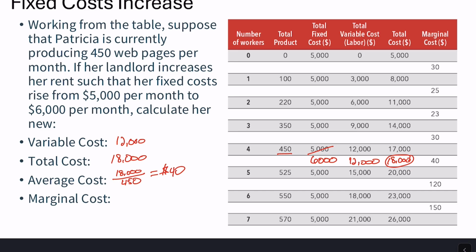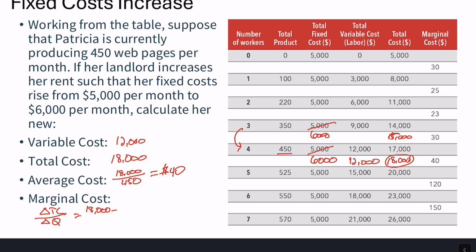Okay, marginal cost. Marginal cost, we calculate on that change in total cost over change in quantity, moving from line 3 to line 4. So our total costs are now 18,000 for line 4. What are they for line 3? Well, this also would have gone up to 6,000. And so we would have 6,000 plus 9,000. That's now 15,000.